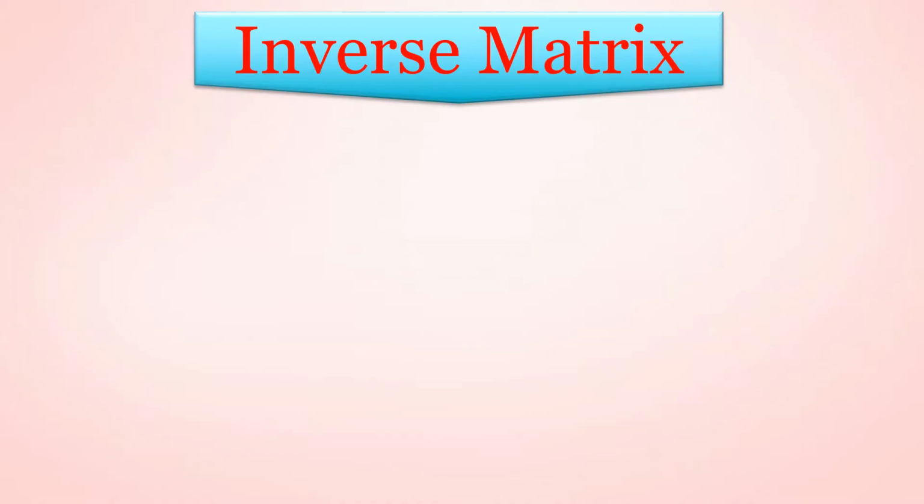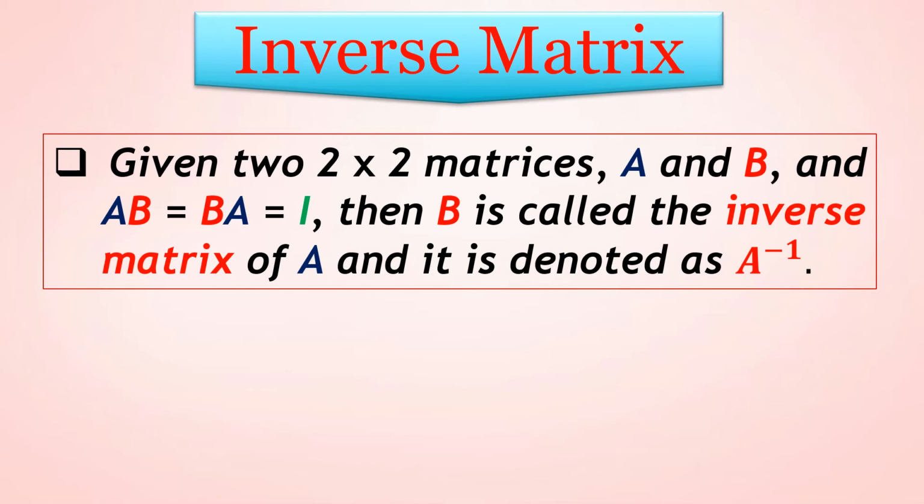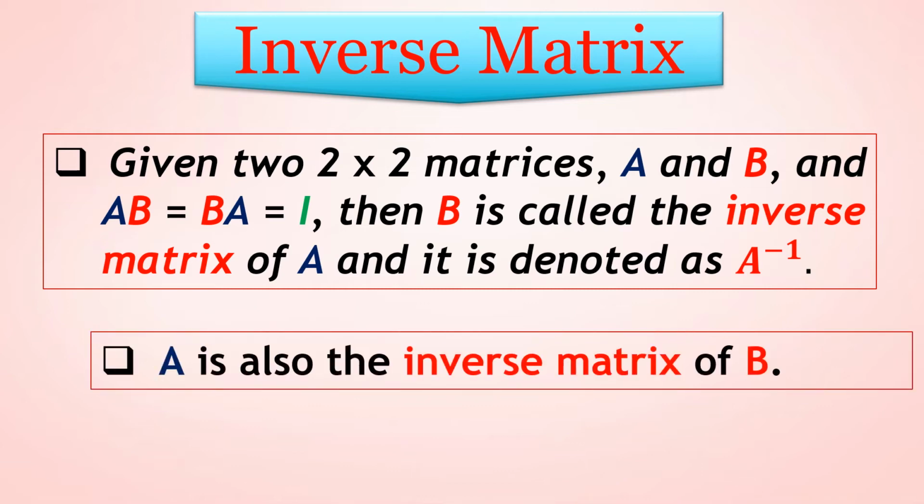Now let's move on to inverse matrix. So given 2 by 2 matrices, A and B, and AB is equal to BA is equal to I, then B is called the inverse matrix of A, and it is denoted as A to the -1. A is also the inverse matrix of B. So if ever we multiply matrix A and its inverse matrix, it is equal to the identity matrix.